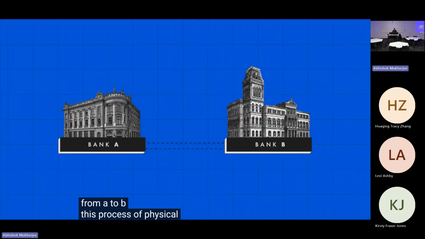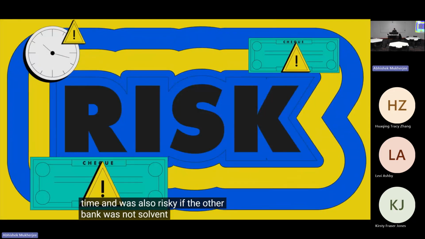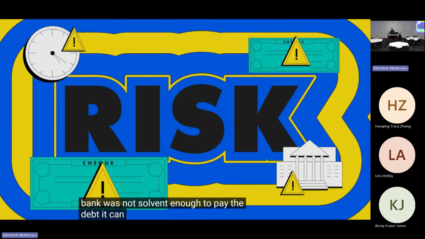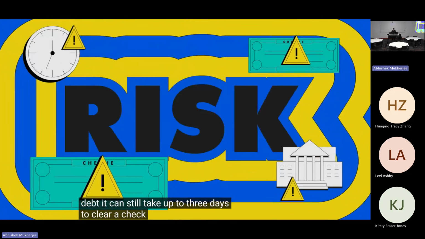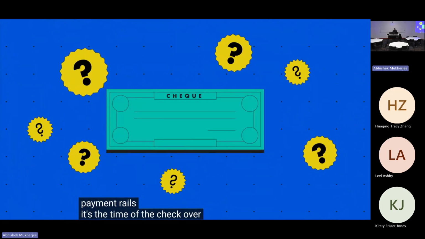This process of physical transfer took time and was also risky if the other bank was not solvent enough to pay the debt. It can still take up to 3 days to clear a check, even over modern payment rails. Is the time of the check over?